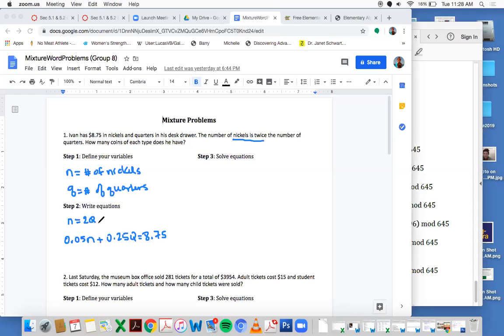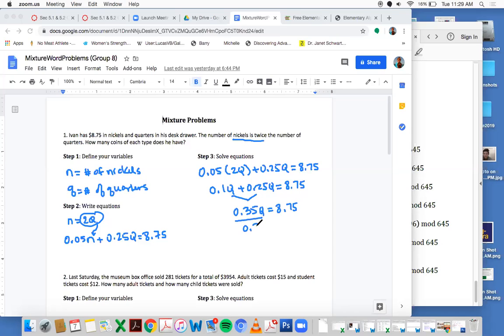All right, so now to solve the equation, I'm going to plug this in for N. So we get 0.05 times 2Q plus 0.25Q is 875. So we're going to multiply this and we get 0.1Q and 0.25Q is 875. All right, combine these, we get 0.35Q is 875. And divide by 0.35. All right, and we get Q equals, and I'm cheating now because I saw people's answers. We get Q is 25.